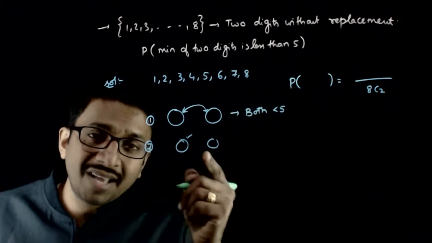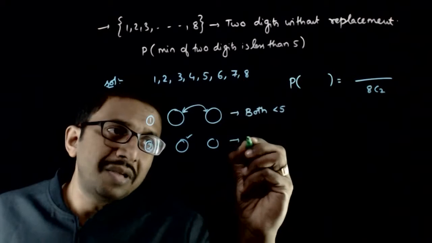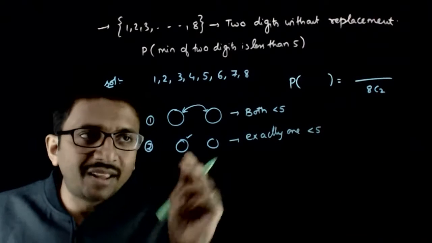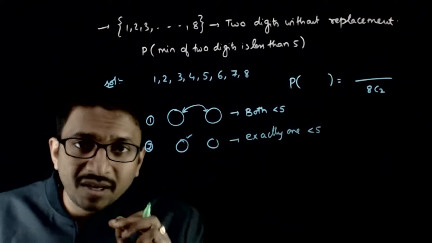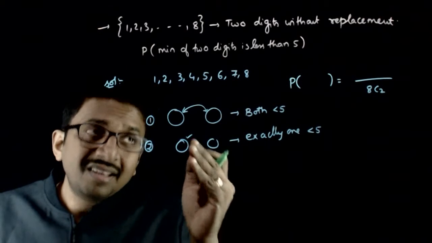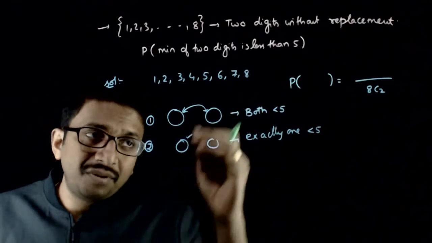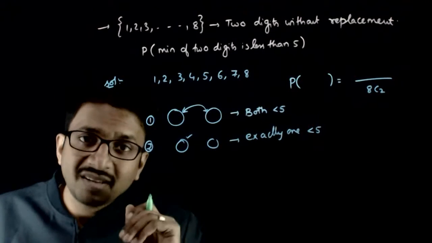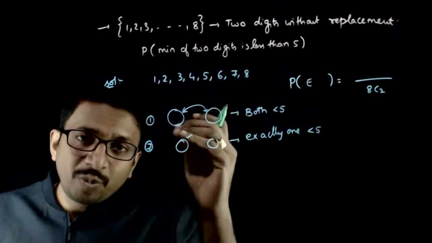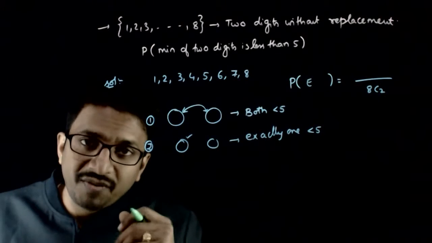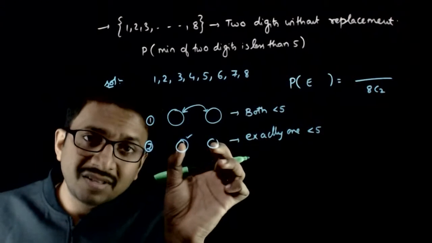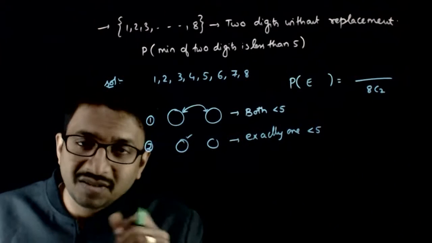That is, one is less than 5 and the other is 5 or more. Either both of them can be less than 5 or exactly one can be less than 5. If both are greater than 5, then the minimum will not be less than 5. You have these 2 options which satisfy this event E. Let us find these 2 probabilities and add them, because there is no intersection between them. If both are less than 5, it won't come into the other case. If exactly one is less than 5, it won't come into this case.